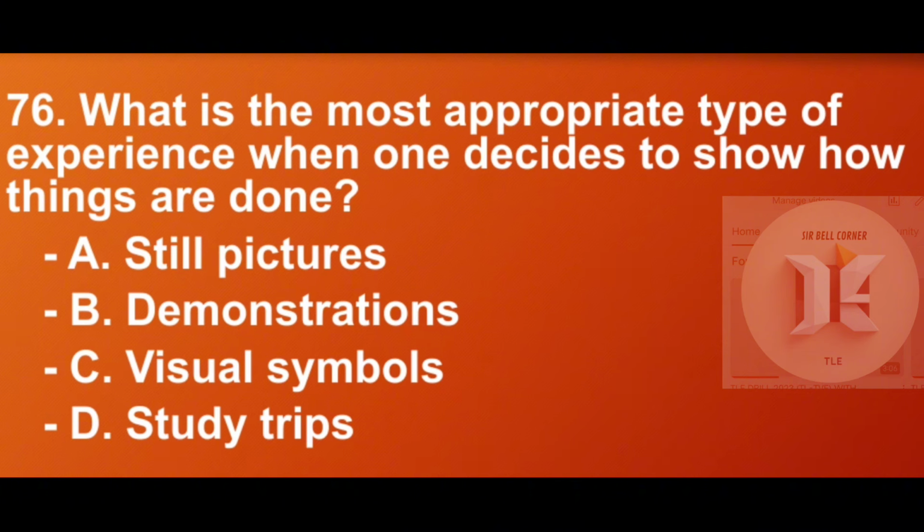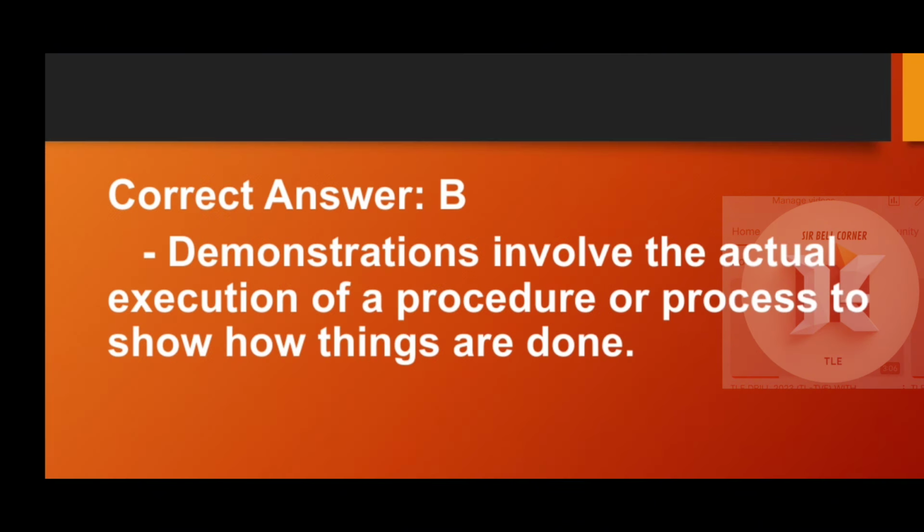76. What is the most appropriate type of experience when one decides to show how things are done? A. Still pictures. B. Demonstrations. C. Visual symbols. D. Study trips. Correct answer. B. Demonstrations involve the actual execution of a procedure or process to show how things are done.